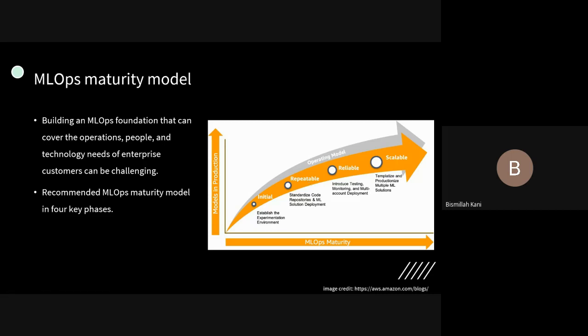Then you move from the initial to the repeatable phase, where you create automatic workflows for your data pre-processing and for building and training models. This automation is achieved by something called machine learning pipelines. So today we will see what a SageMaker pipeline is and how you can create machine learning pipelines using SageMaker.